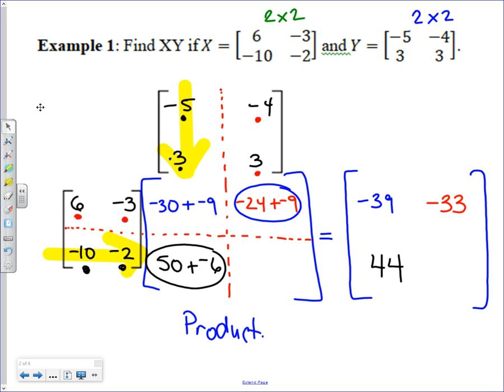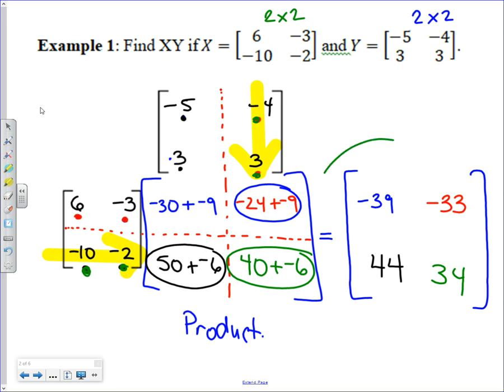And then last, we want to find this element. So to find that element, I'm going to have to use this row, and then I'm going to have to use this column. So the first element here times the first element there. -10 times -4 is going to be +40. Plus -2 times 3 is -6. 40 plus -6 is 34. So here's my answer.